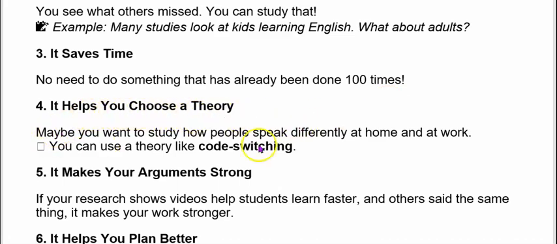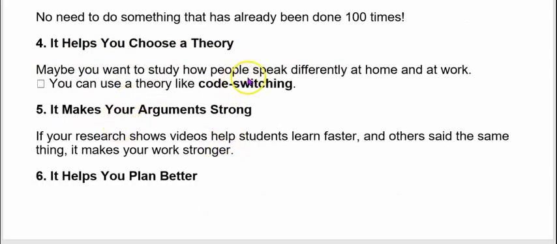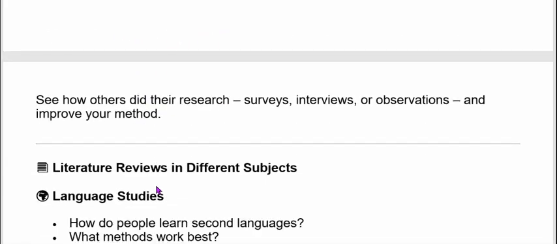It helps you choose a theory. Maybe you want to study how people speak differently at home and at work. You can use a theory like code switching. It makes your argument strong. If your research shows videos help students learn faster and others said the same thing, it makes your work stronger. It helps you plan better. See how others did their research, surveys, interviews, or observations, and improve your method.